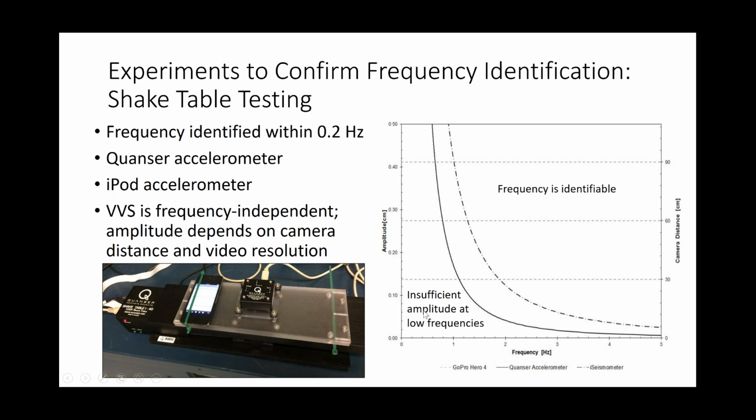And the other thing that's here is some of the virtual visual sensing. So we also shot video at various distances and various resolutions. And the nice thing about the virtual visual sensing, you can see here, its limit is not frequency dependent. It's dependent on the distance of the camera from the target and the resolution of the video. So that means that with these two methods, we actually have a way of identifying frequencies across a very wide band.